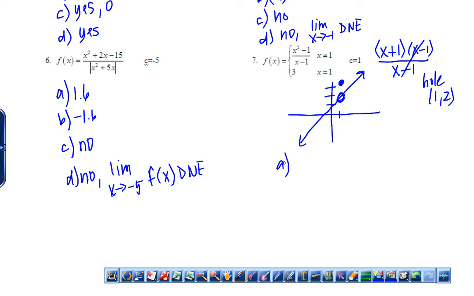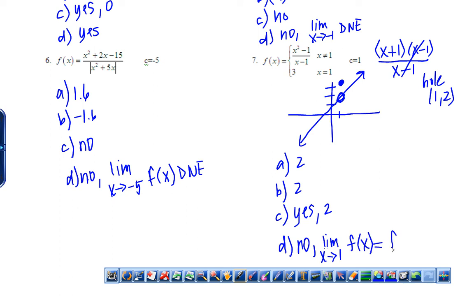So from the left, it looks like your function is approaching 2. From the right, my function is approaching 2. Does this limit exist? And I would say yes. It's approaching 2. Is this continuous? Absolutely not. And it's not continuous because as your limit approaches 1, your function is not equal to the function at 1, meaning your function's not equal to the point because your point is equal to 3.